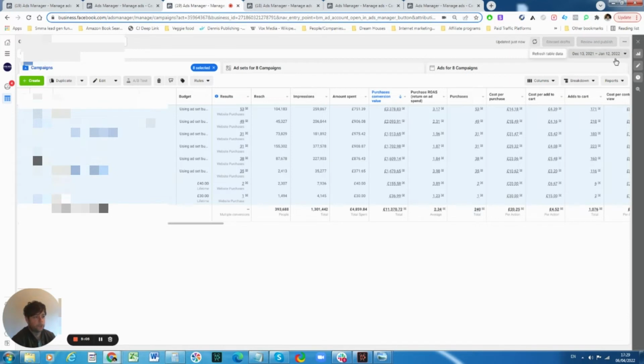Okay, so we came on board December 13th. We put our ads live on the 13th of December, and then to January 12th of this year. So what happened there? Well, this is what happened. We spent £4,859 to return £11,370, with a return on ad spend of 2.34.